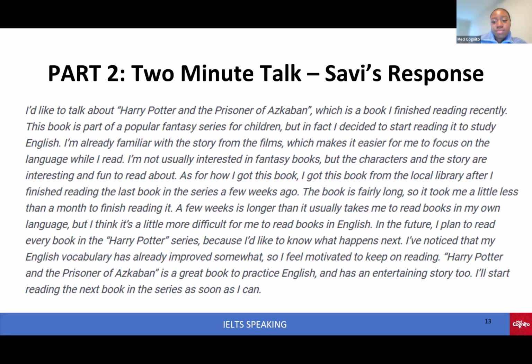In the future, I plan to read every book in the Harry Potter series because I'd like to know what happens next. I've noticed that my English vocabulary has already improved somewhat, so I feel motivated to keep on reading. Harry Potter and the Prisoner of Azkaban is a great book to practice English and has an entertaining story too. I'll start reading the next book in the series as soon as I can.